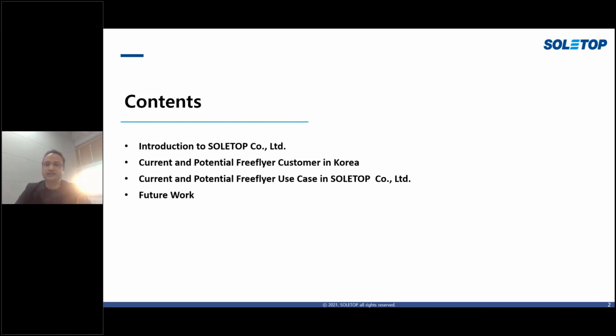Then, current and potential FreeFlyer customers in Korea, and how we are doing with our customers. I would not take the names specifically of our customers, but give you an idea on the projects they are working on and how we are transforming their visions and missions towards a better launch and a successful lifetime mission of the satellites using FreeFlyer.